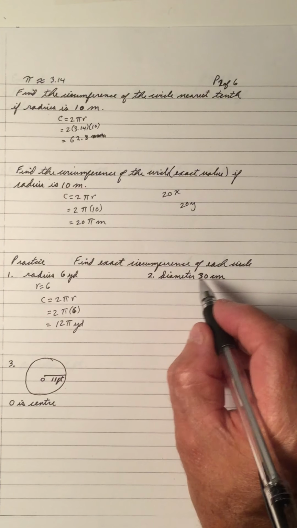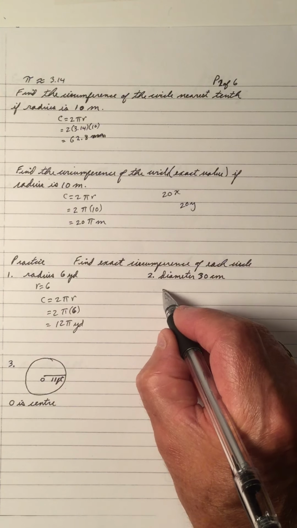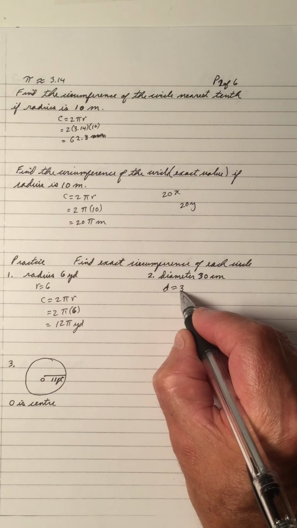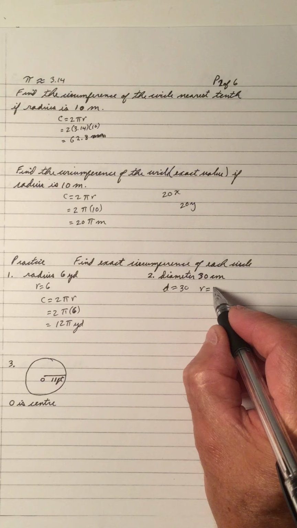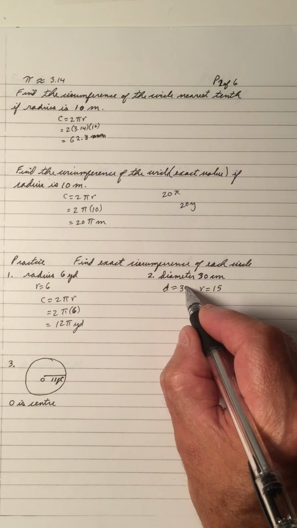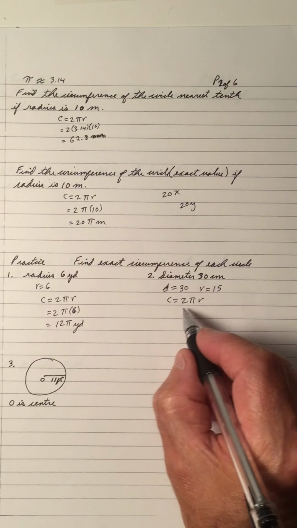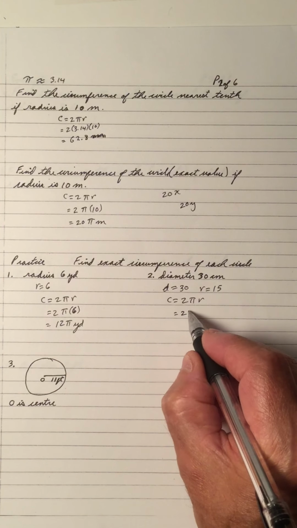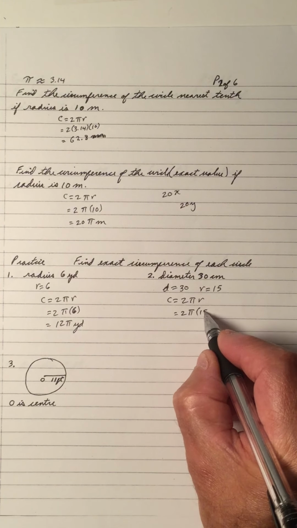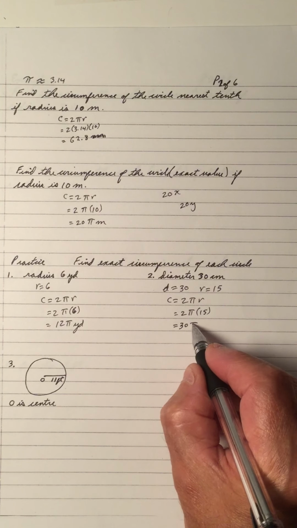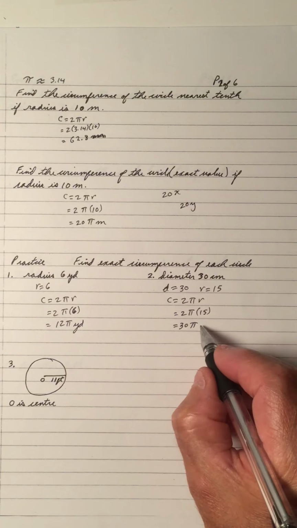Number 2, we have a diameter of 30. If the diameter is 30, then the radius is half of that, which is 15. And circumference is 2 pi r. So that gives us 2 pi times 15. 2 times 15 is 30, and there's a pi, and the units are centimeters.